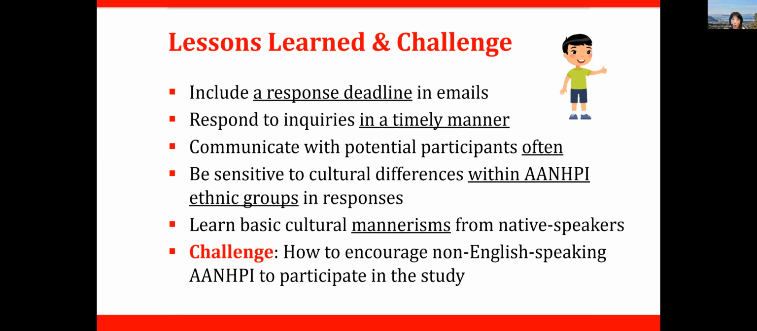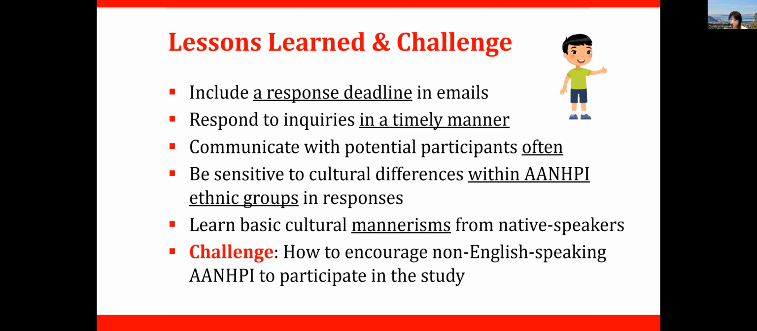And also, when we hear from a registrant, we immediately respond to them. This timely manner is very important because they're expressing their interest, so we really need to catch that right there. Then once you have communication with the registrant, we need to communicate with them often so we can keep their interest, and then we can recruit them and have them in our sample.